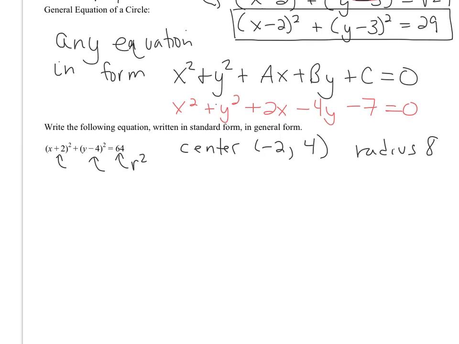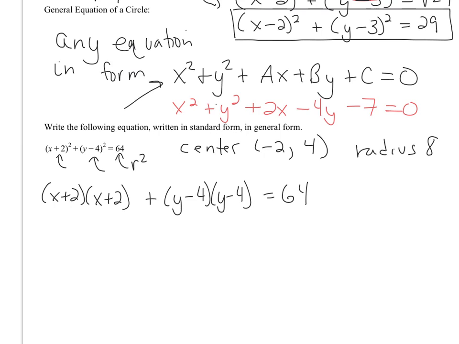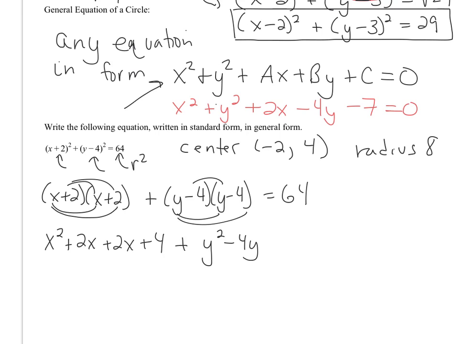But I want to put this in general form. I want it to look like this up above. Well, we can do it though, because how it becomes that is if you think about this, I can write x plus 2 squared just twice. I can write y minus 4 twice, because they're squared, equals 64. Now x plus 2 is just going to take advantage of our foiling. So x squared plus 2x plus 2x plus 4. I could FOIL this other one, y squared minus 4y minus 4y plus 16 equals 64.